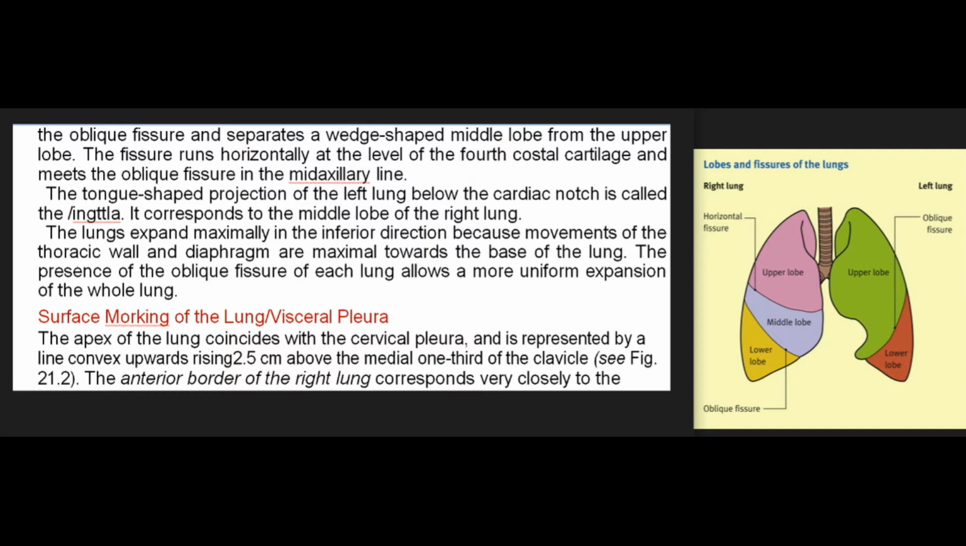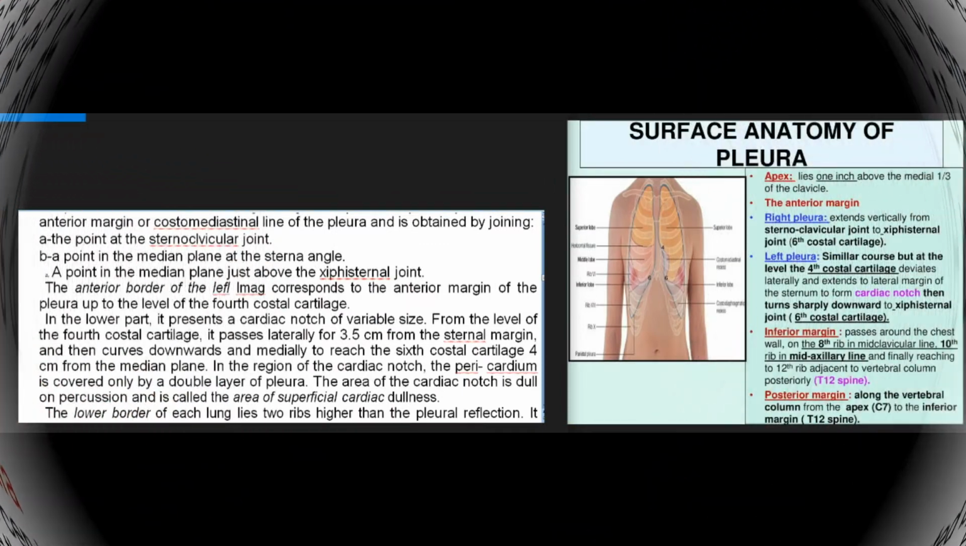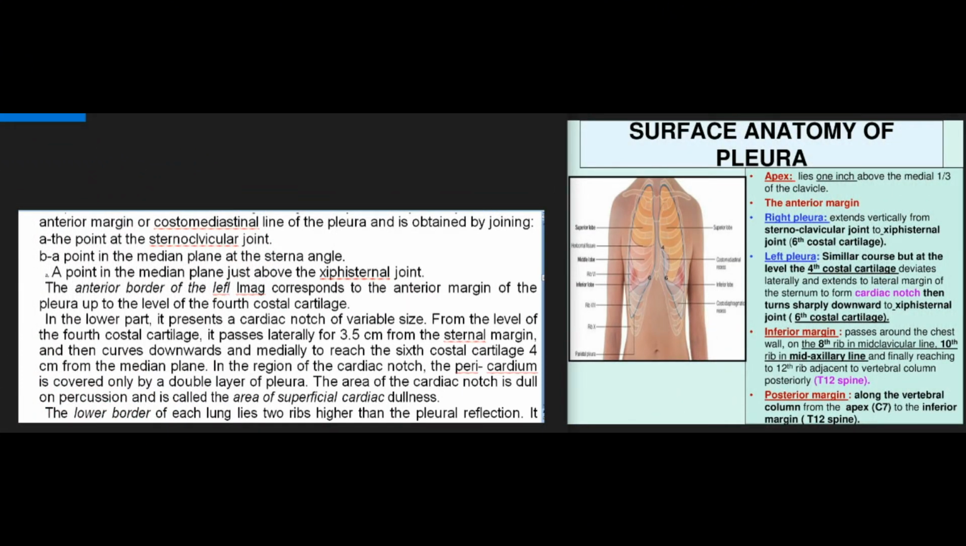The apex of the lung coincides with the cervical pleura, and is represented by a line convex upwards rising 2.5 cm above the medial 1/3 of the clavicle, see Fig 21.2. The anterior border of the right lung corresponds very closely to the anterior margin or costomediastinal line of the pleura and is obtained by joining a point at the sternoclavicular joint, a point in the median plane at the sternal angle, and a point in the median plane just above the xiphisternal joint.